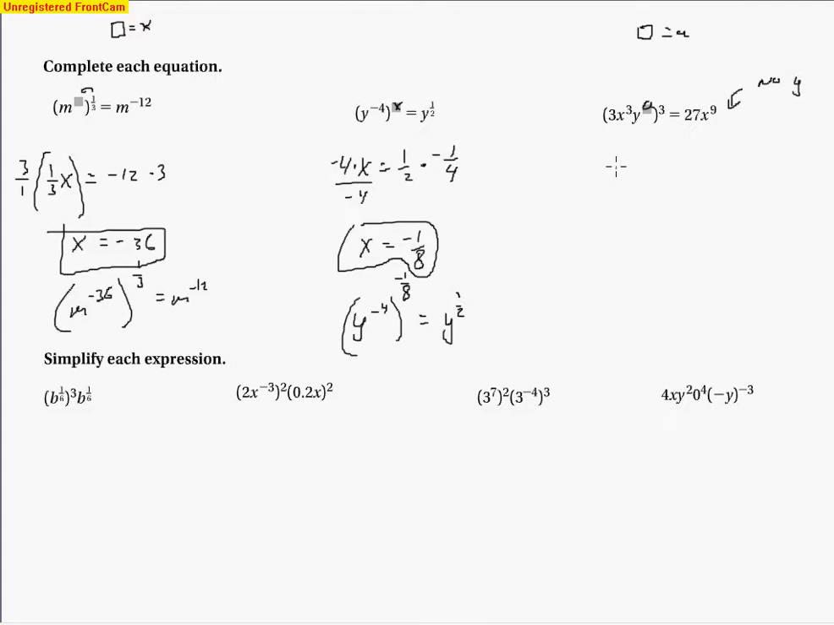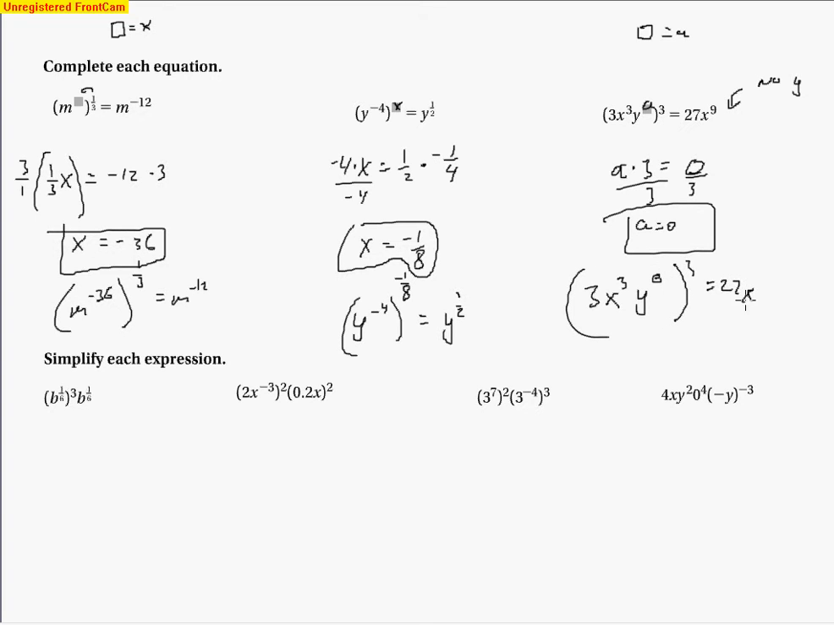So I'm thinking of what times 3 makes 0 is what I end up needing to get. So if I divide by 3, 3 goes into 0 times. So a must be 0. So it must be this: 3x to the third, y to the 0 power, all to the third power, equals 27x to the 9th power. So you can see how the 3 times the 0 makes 0. Any number to the 0 power is 1.